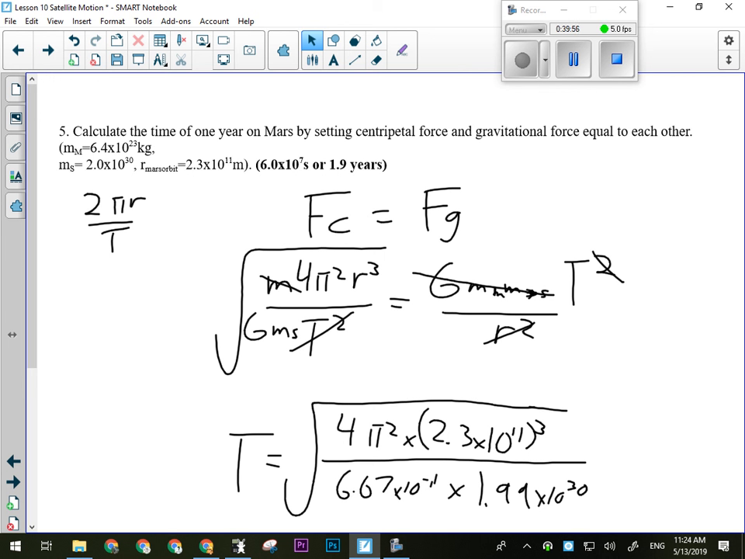So expect that tomorrow's quiz will contain some satellite motion problems. Also remember that your circular motion assignments are due tomorrow. Make sure that they are done, ready for the beginning of class, please.